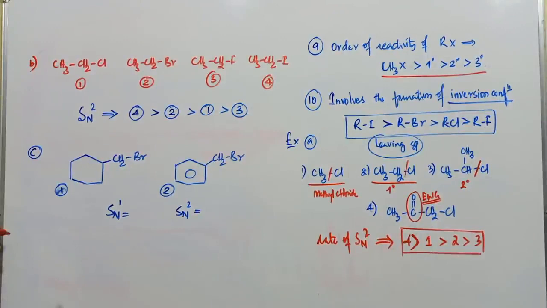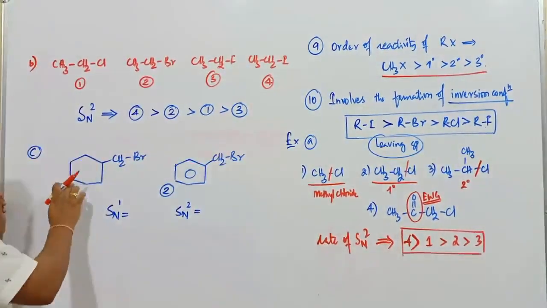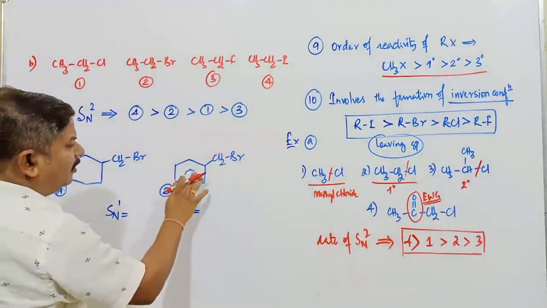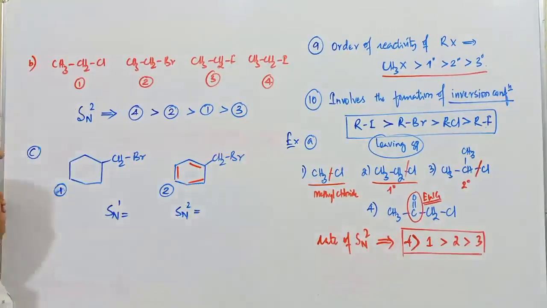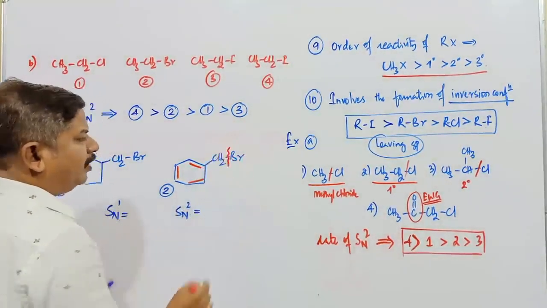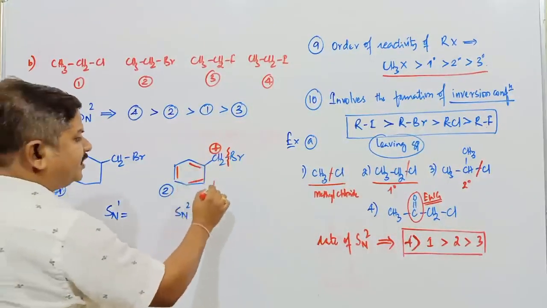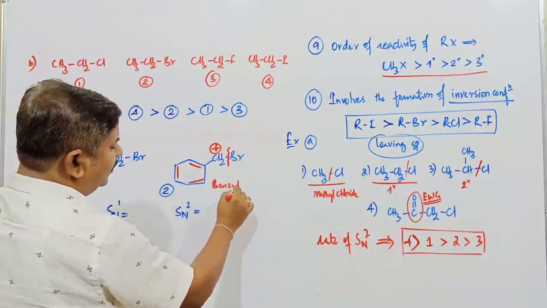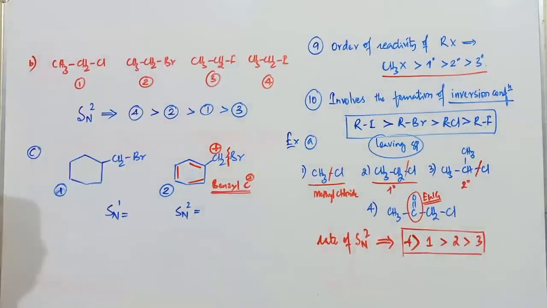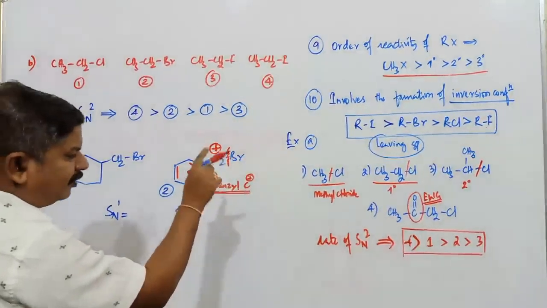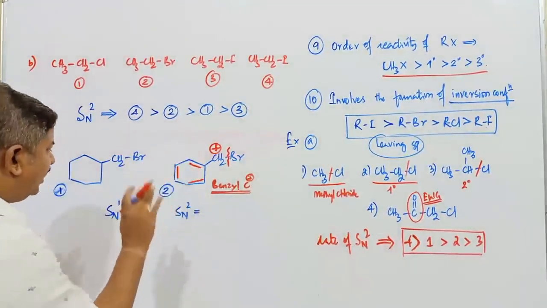You observe these two compounds carefully. Here also bromine, here also bromine. It is also one cyclic group, this is also one cyclic group, but here there is a presence of a double bond, so resonance is possible. When this particular halide is lost, there is a formation of one stable carbocation. What's the name of this carbocation? Benzyl carbocation. Since benzyl carbocation is more stable, whenever there is a formation of a more stable carbocation, usually that molecule undergoes SN1 reaction very easily.